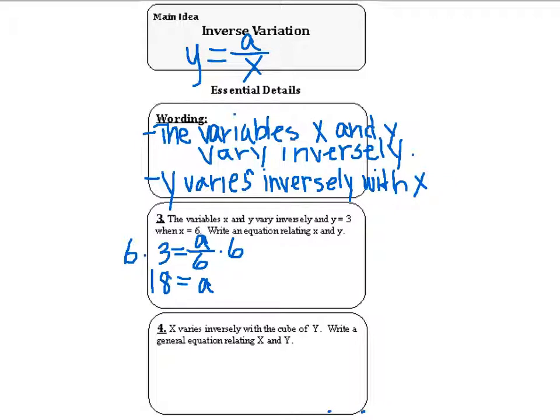So 18 in for a. So our equation is y equals 18 divided by x. And there's your answer.